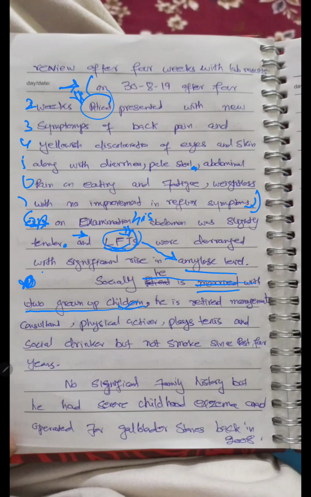Is a retired management consultant, physically active, plays tennis and social drinker, but not smoker. Okay, since past 4 years. So this is, I would say, the most poor way of writing the social history. Again, the basic thing. See, you have written no significant family history, but he had severe childhood eczema and was operated for gallbladder stones back. If you think overall, you will think you have written a very good letter, but the problem is the criteria.